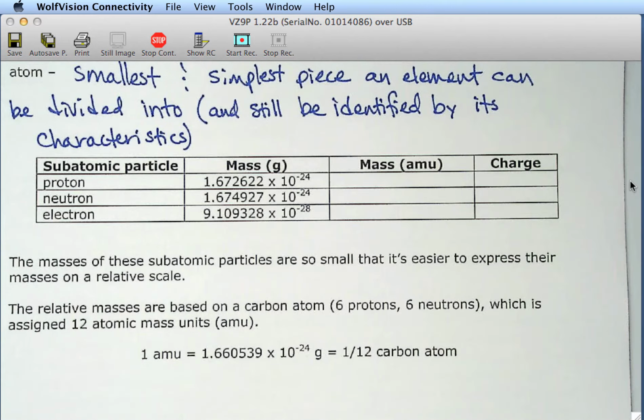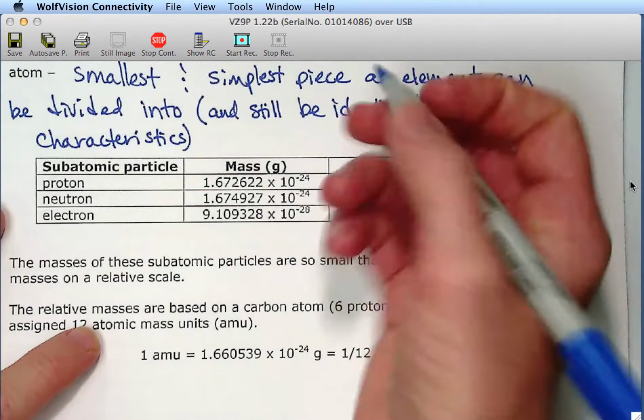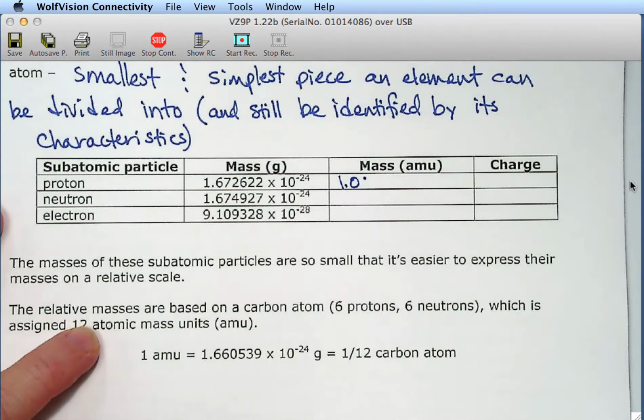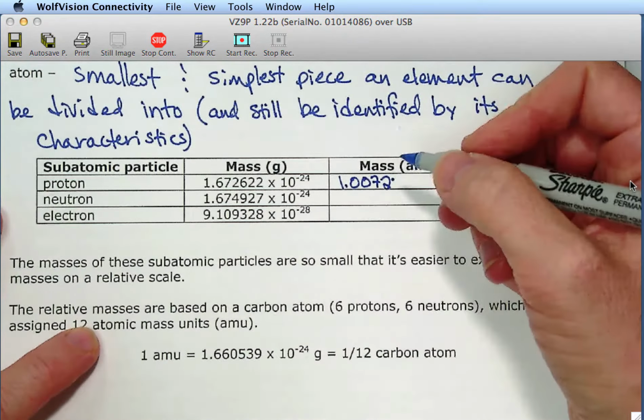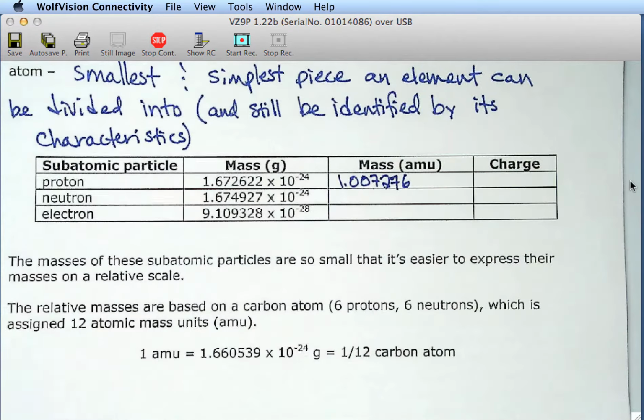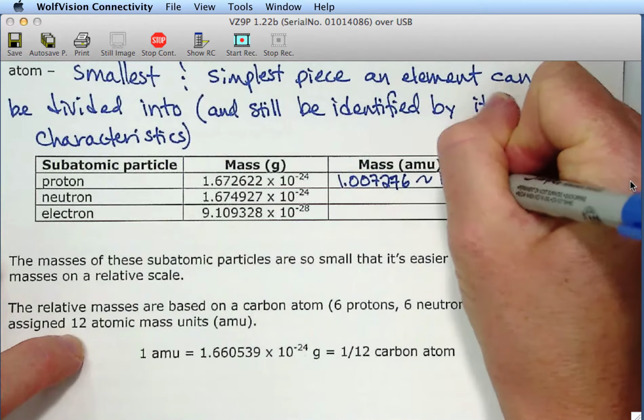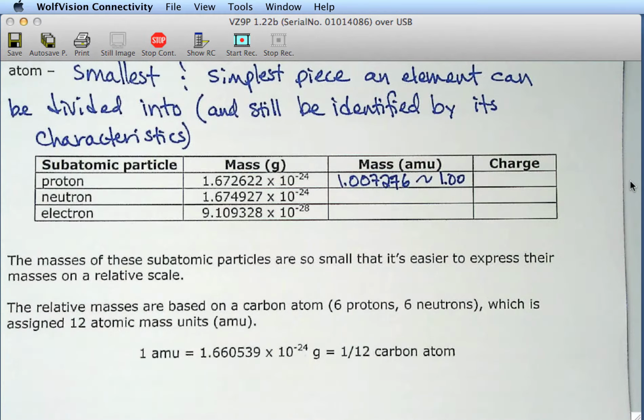So the mass of a proton based on the carbon atom is 1.07276. It's easier just to say approximately 1. 1.00. Now the charge on a proton is +1.